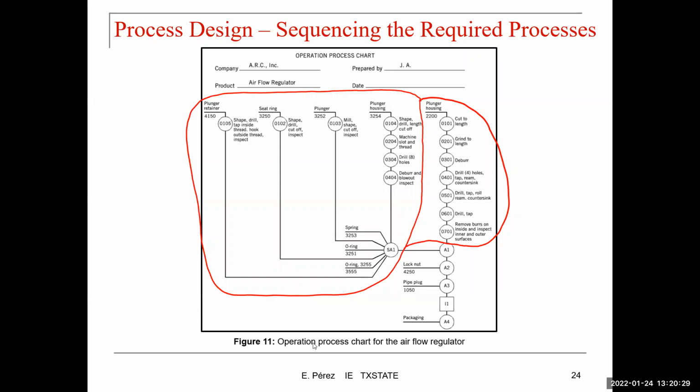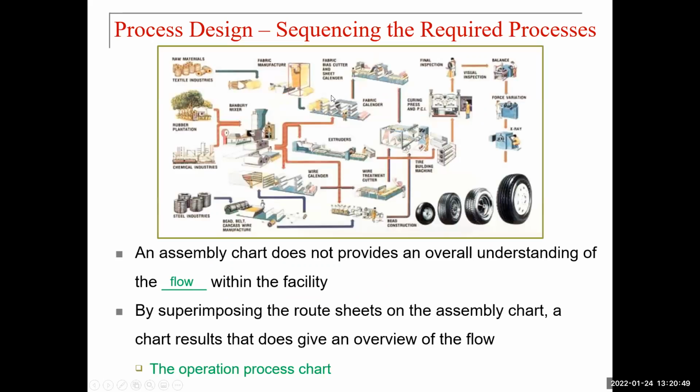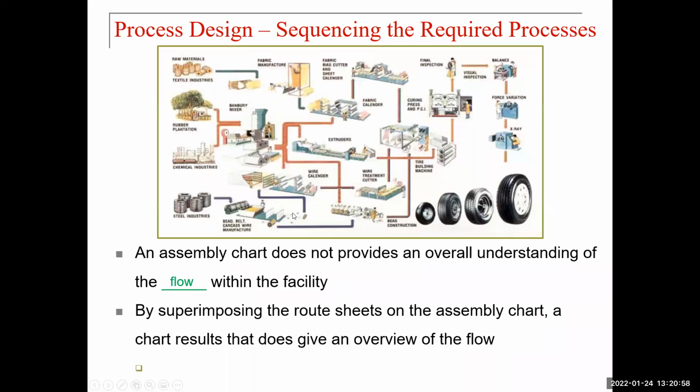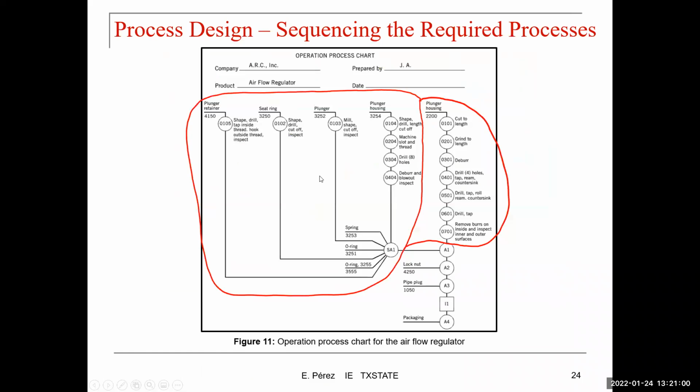So the idea here again is, if you want to get the information not only about the components that are part of the final product, but also about the operations that are needed to get that final product, you can use the operation process chart for that. You're basically taking this diagram and putting the information of the route sheet inside this diagram to create this final diagram.